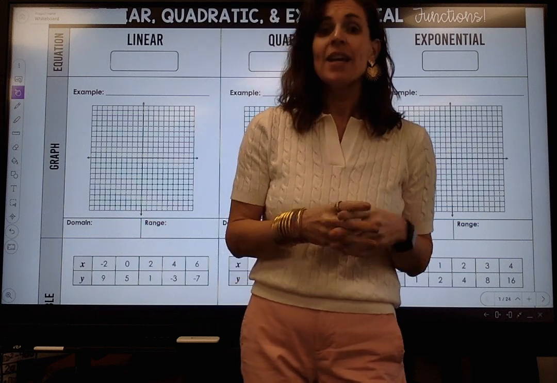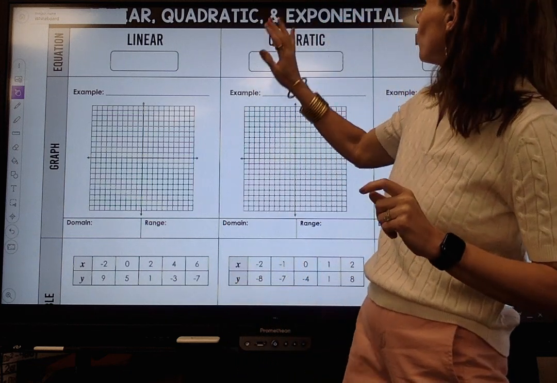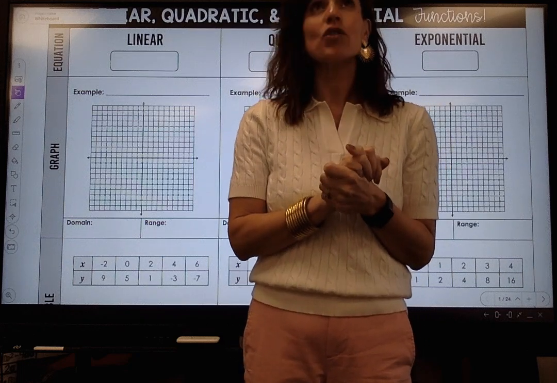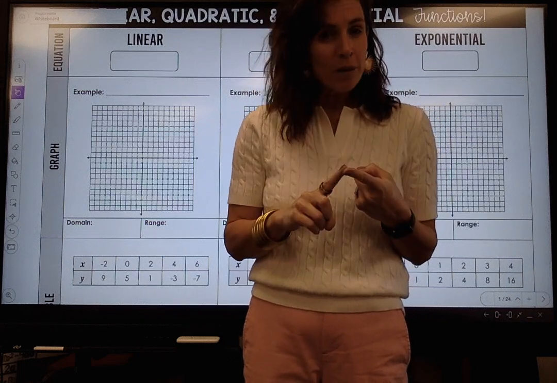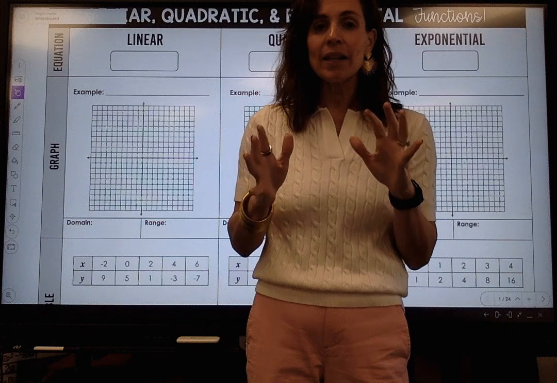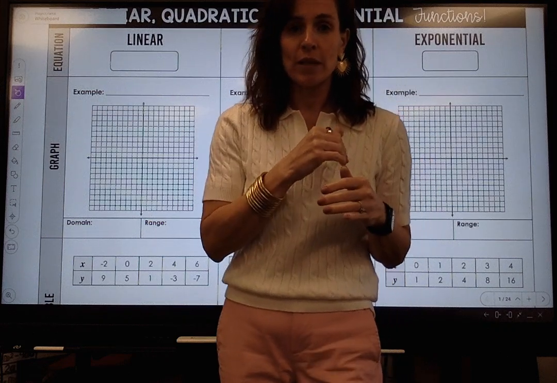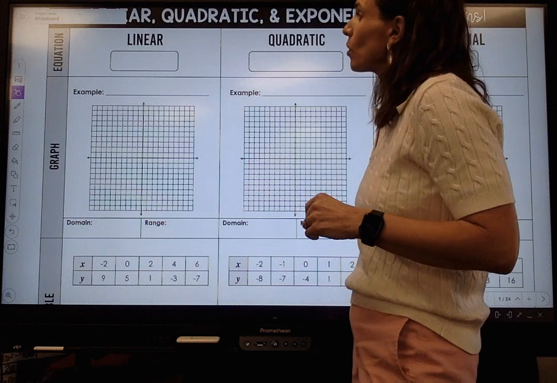This new unit is looking at linear, quadratic, and exponential functions. So the first thing we're going to start out with is, what do the formulas look like? How can we tell in a table? How can we tell in a graph the difference between these three? So the first one we're going to start with is linear.